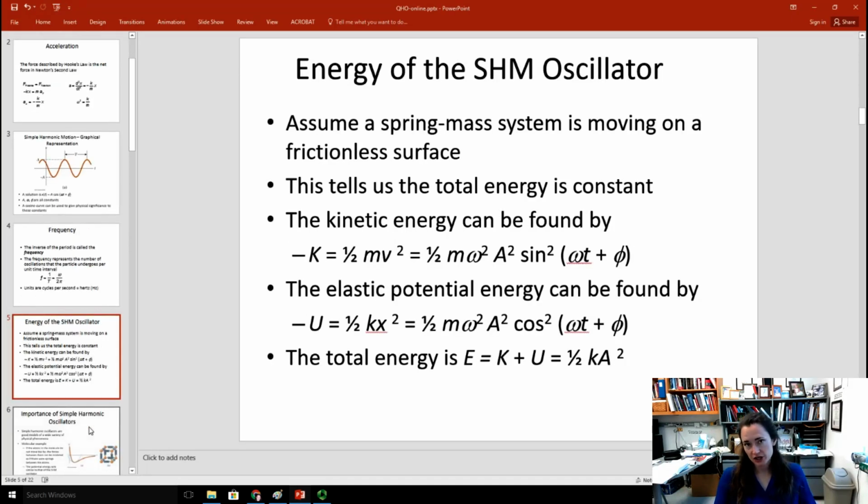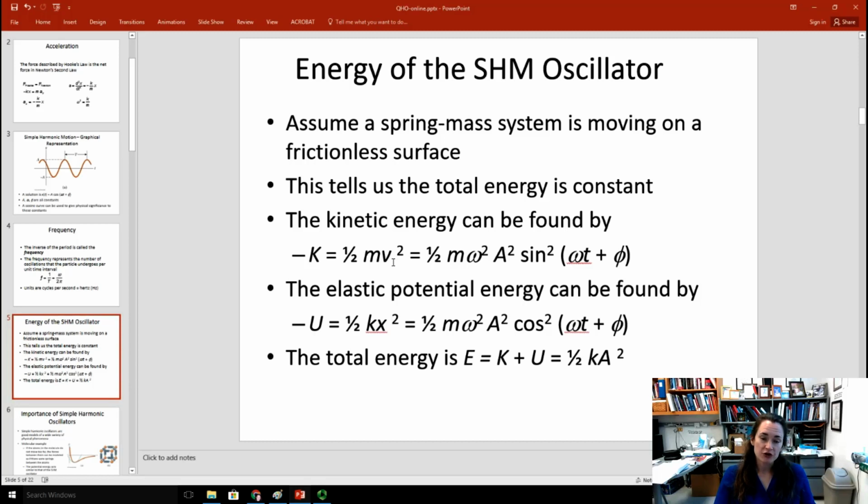Solving for the energy of the simple harmonic oscillator, if you assume that the spring is not damped, in other words you're dealing with no friction here, then the total energy is constant. The total mechanical energy would be the sum of the kinetic plus the potential energy. The potential energy of a simple harmonic oscillator is 1/2 kx squared. So if you sum up 1/2 mv squared, the kinetic energy, plus the potential energy, 1/2 kx squared, then you end up with a total of 1/2 kA squared, where A is the amplitude of oscillation.